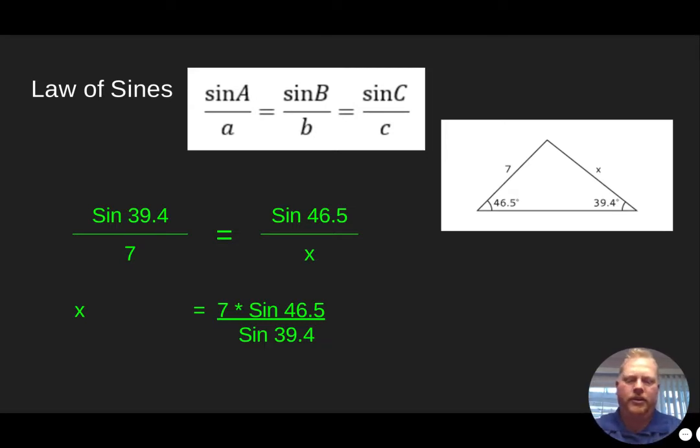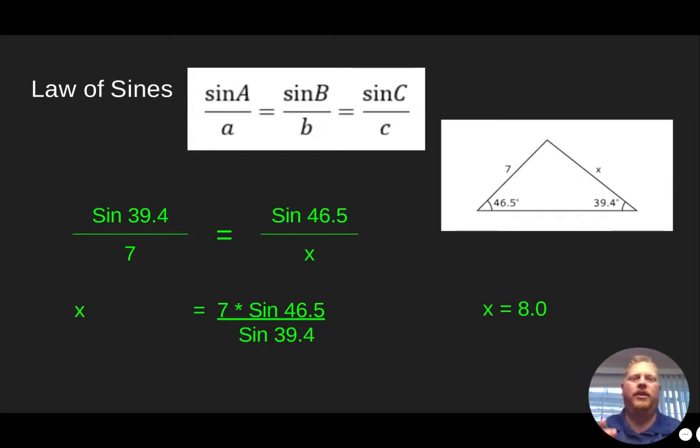So what I have to do on this one is do 46.5 and then hit the sine button. And again, make sure that your calculator is in degrees, not radians. And then I have to do times 7 and then divided by 39.4, and then hit the sine button. And that gives me 7.9996. Okay. So my rule of thumb is to round to two places. So 7.999 would round to 8.00, or just 8.